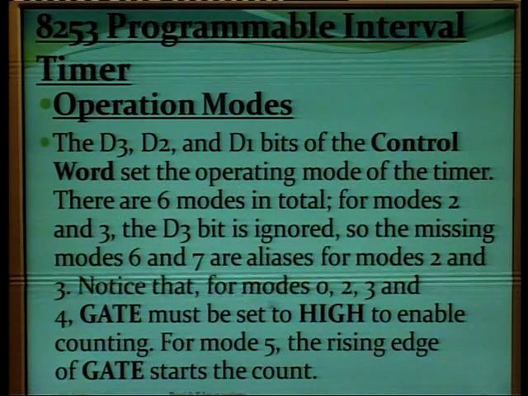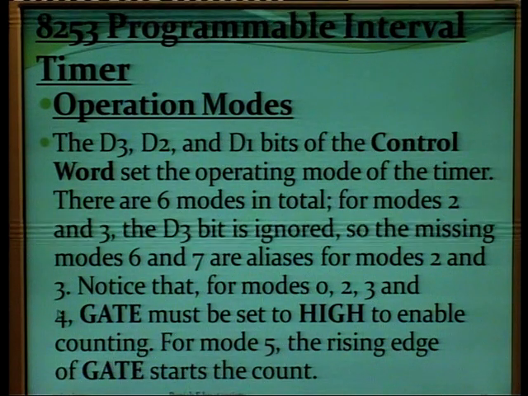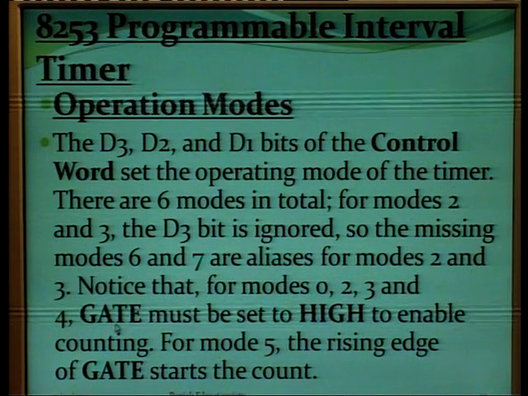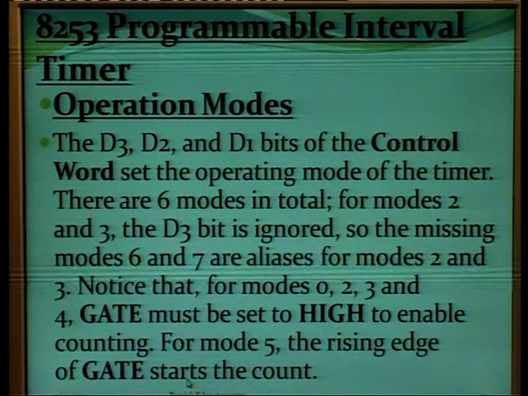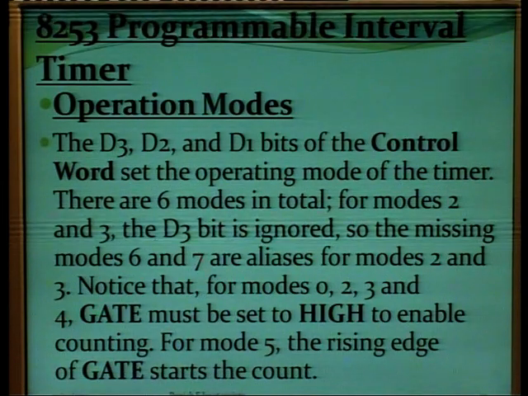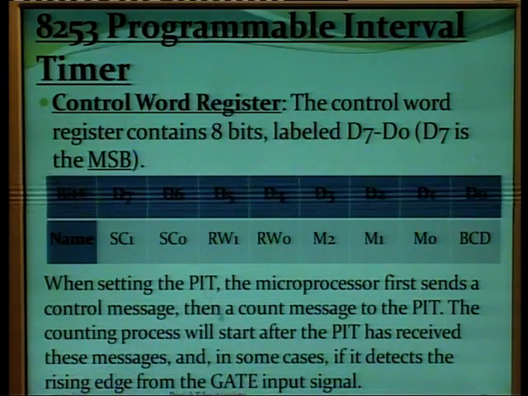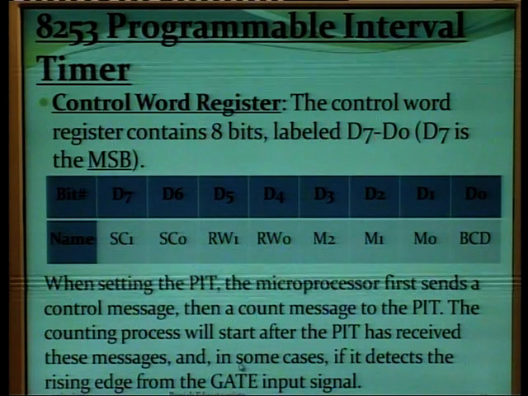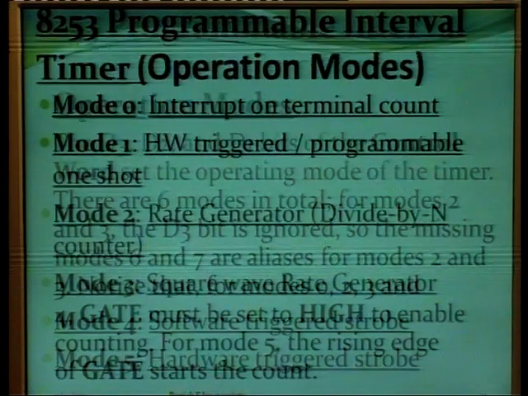Notice that for modes 0, 2, 3 and 4, gate must be set to high to enable counting. For mode 5, the rising edge of the gate starts the count. And SC0 and SC1 indicate which counter is to be selected.